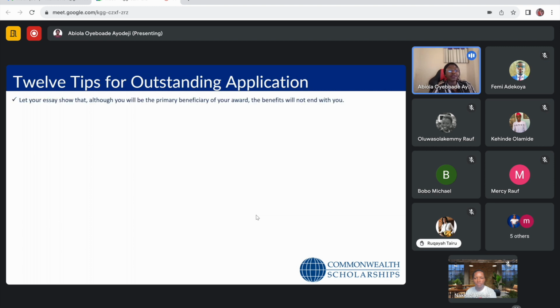So the first one is: let your essay show that although you will be a primary beneficiary of this award, the benefit does not end with you. Commonwealth invests a lot of money into people's education, so they want you to pass it across. They are looking for people to invest in. It's like an investment where the person they are investing in is also investing in other people, which is a way of helping other countries get on their feet.